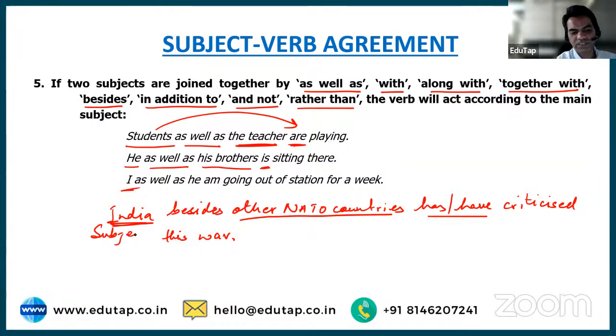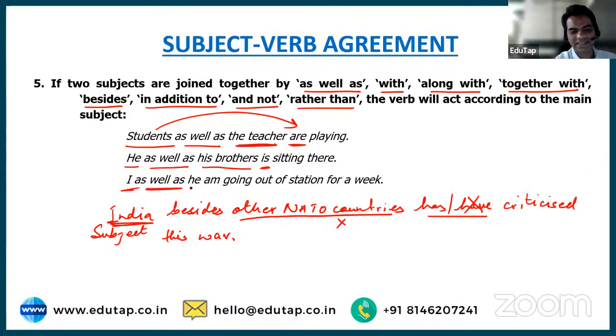And if we do not see and here, that means this is not the subject, we only have to look at India. So guys, what should be the answer here? Very well done, Athar. Very good, Ashwin. Very good, Balaji. India, besides other NATO countries, has criticized this war because the subject here is India, right? Let's look at another example, guys.